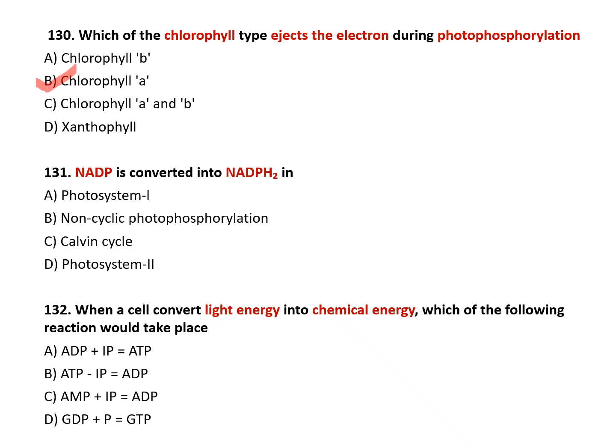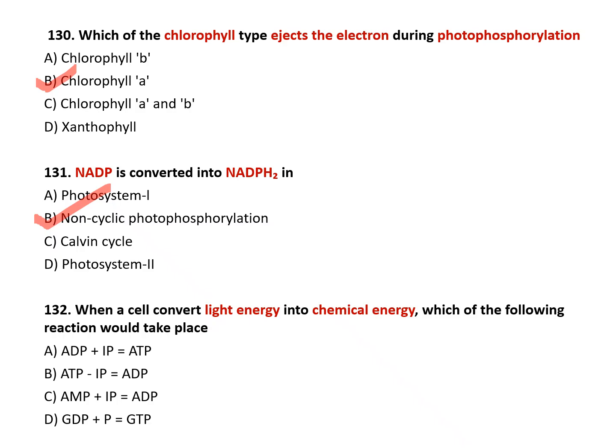The next question, number 131. NADP is converted to NADPH2 in option A, photosystem 1; option B, non-cyclic photophosphorylation; option C, Calvin cycle; option D, photosystem 2. The correct answer is option B, non-cyclic photophosphorylation.